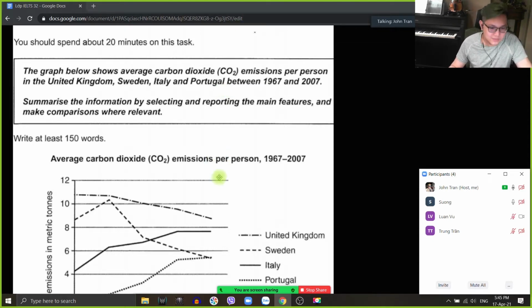Okay, and of course, all the task 1 will ask the same thing. Summarize information by selecting and reporting the main features and make comparison where relevant. Đương nhiên task 1 nào và về cái dạng biểu đồ nó cũng yêu cầu các bạn một điều tương tự. Đó là phải so sánh thông tin bằng chuyện lựa chọn và tường thuật những ý chính. Và phải so sánh bất kỳ cái chỗ nào mà có liên quan.